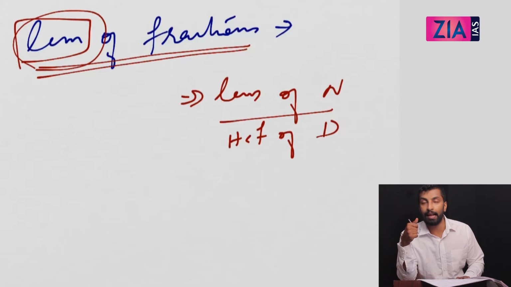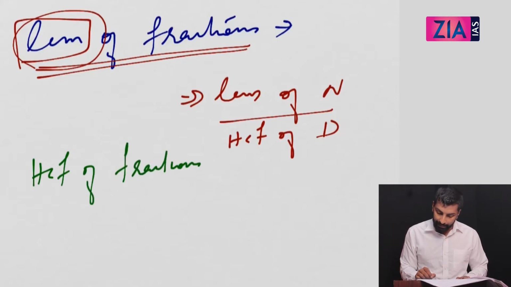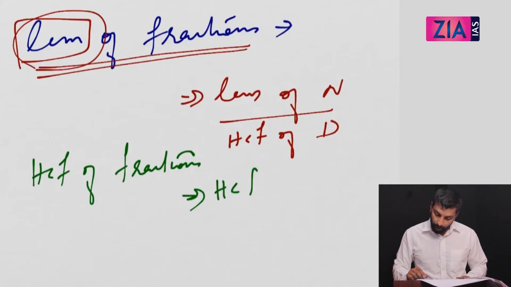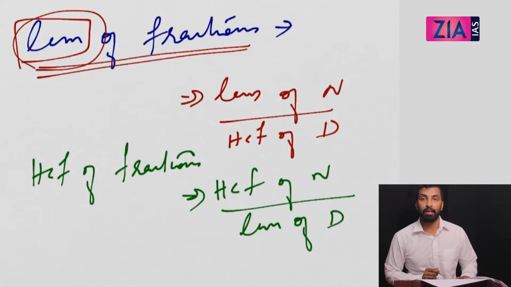Now obviously you can tell me, what if you need to find HCF of fractions? What will be the answer? You need to find HCF of fractions. So what will be the numerator? HCF of numerators divided by LCM of denominators. So no need to have any confusion.